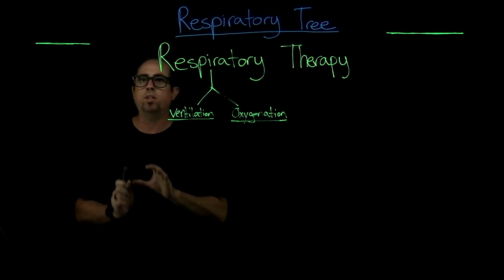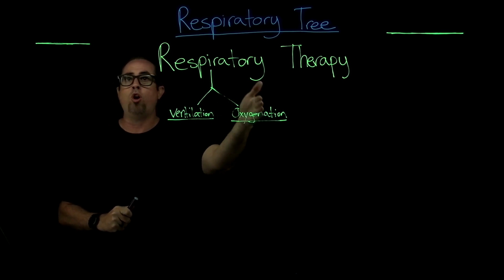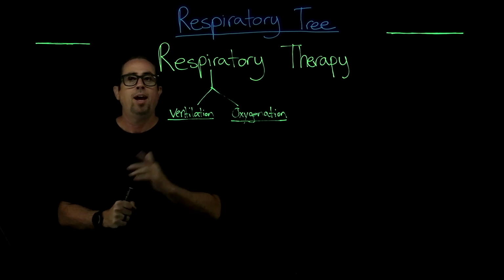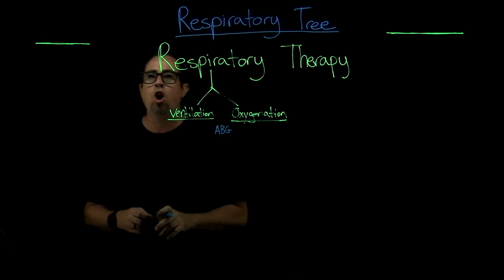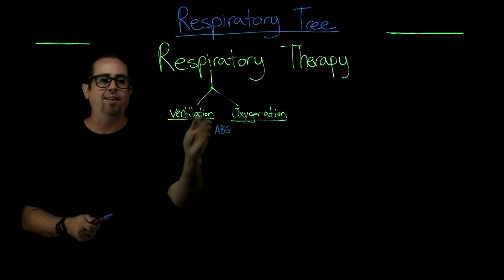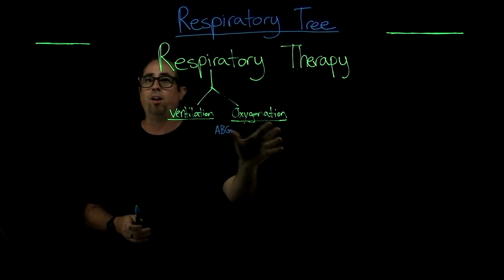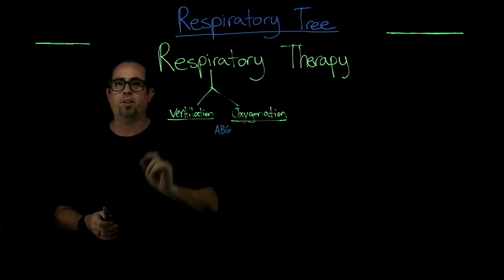How would we do that? What's the best indicator to know if it's a ventilation problem or an oxygenation problem? And if you said ABG, you are correct. ABG, which is arterial blood gas. You get your arterial blood gas, and then you'll be able to see what side, or if it's a combo, but right here, for simple terms, one side or the other, right?